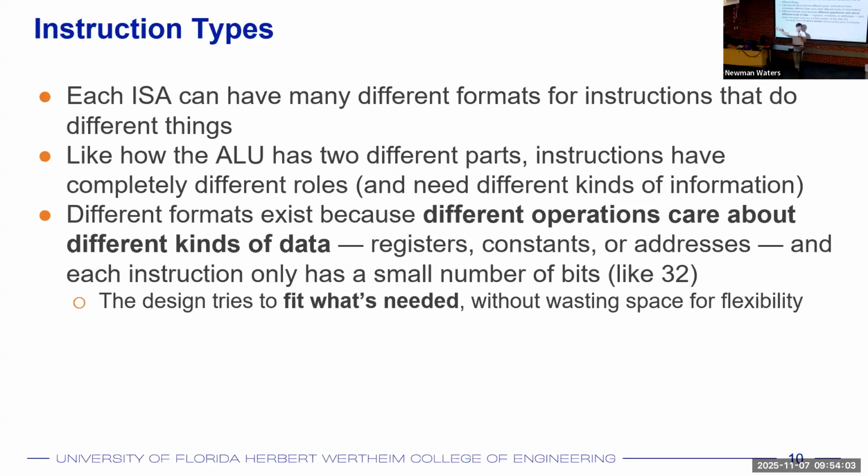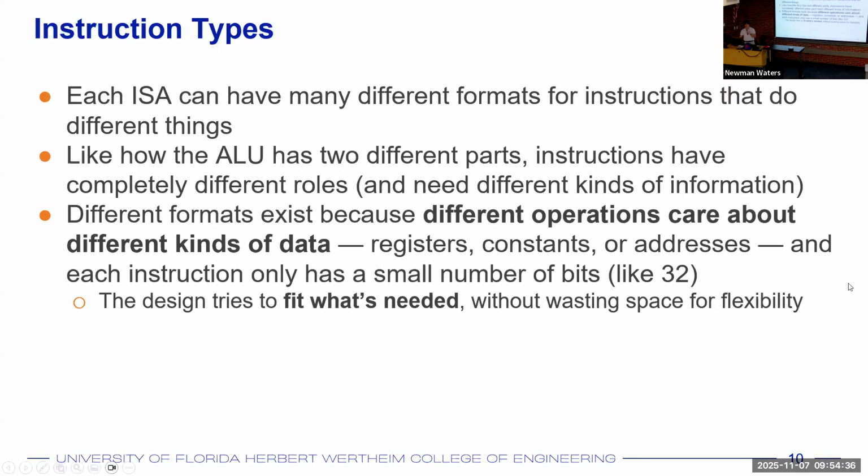But if you wanted to add numbers to a register, for example, you might have to do something different. Or if you wanted to go somewhere else in memory, your instruction is I want to jump to this place, and then you provide that. So every type of thing that you want to do has to have different types of information, so there are different types of instructions. They basically use the same amount of space that you have for an instruction in different ways. So again, the design is trying to fit what's needed, without wasting extra space.